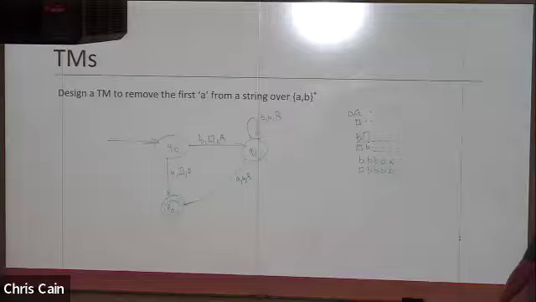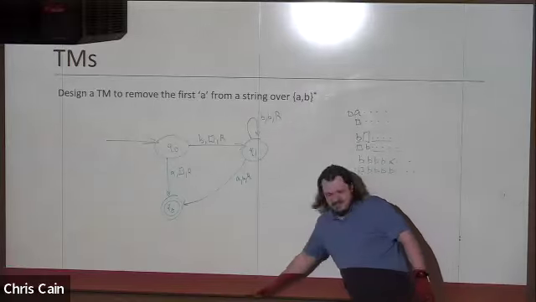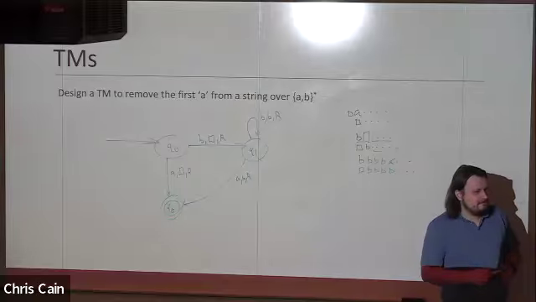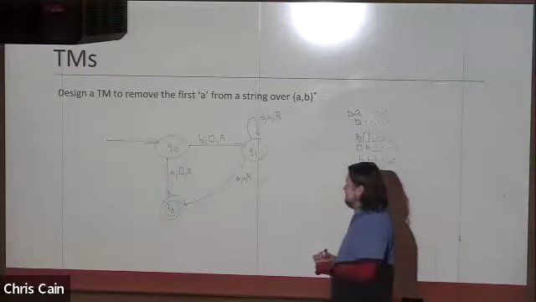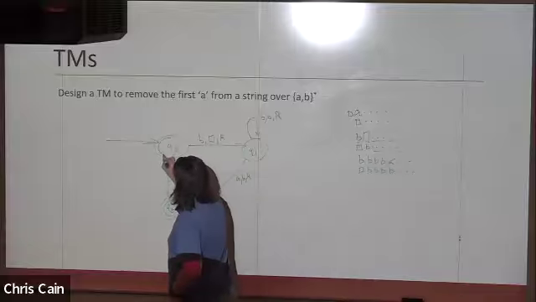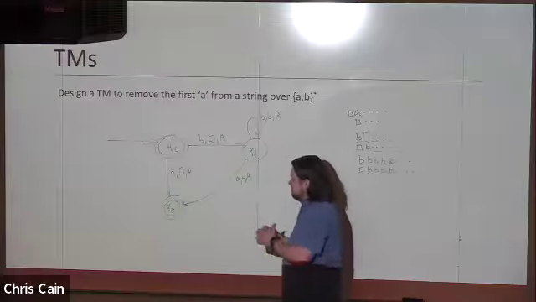I don't know how to handle edge cases, I guess it's my biggest problem. Like, if it's over AB star, what if there's just nothing to remove? Then there's no first A to remove, in which case the output should be the same. So you set the final state... I would just make Q0 final. Okay, that makes sense.